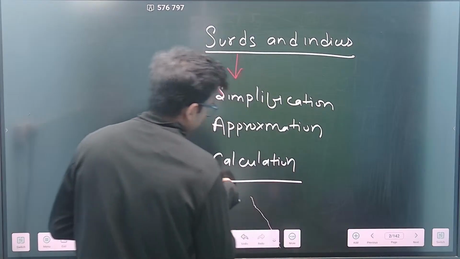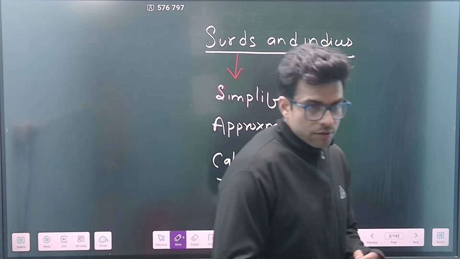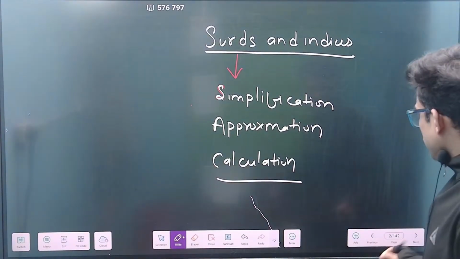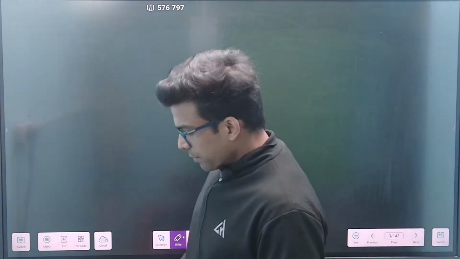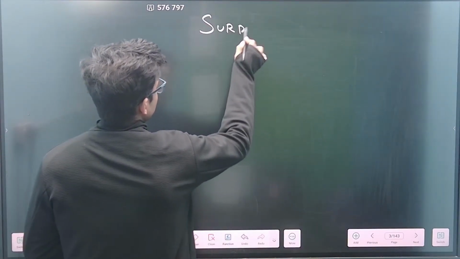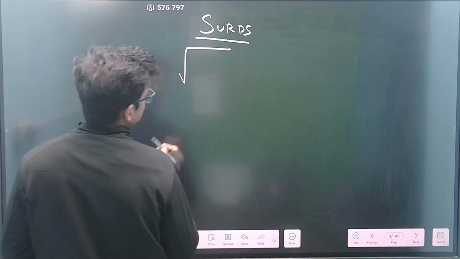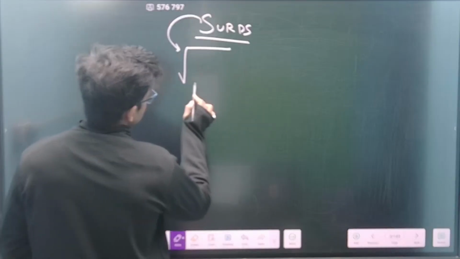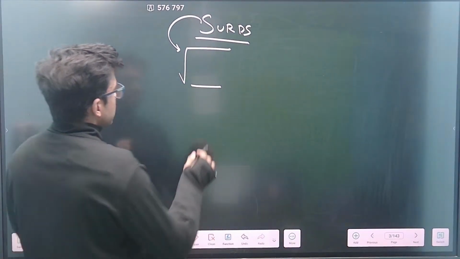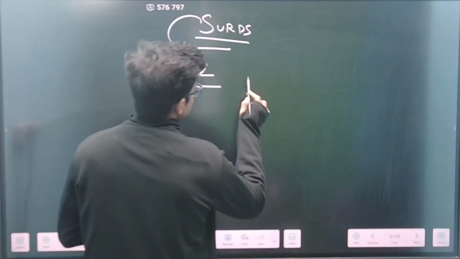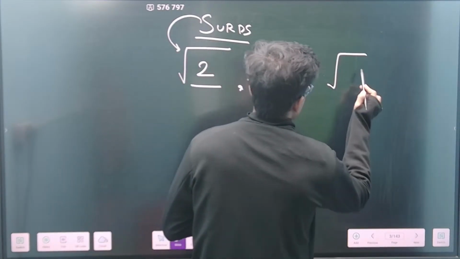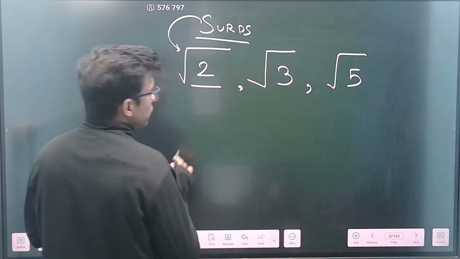So guys, I will make you understand how questions are asked from this topic. You can just comment if my voice is audible. There are some roots here. So the question comes: what is a surd? Anything which is under the root is known as a surd. So I can say root 2 is a surd, root 3 is a surd, root 5 is a surd. These are basically surds.